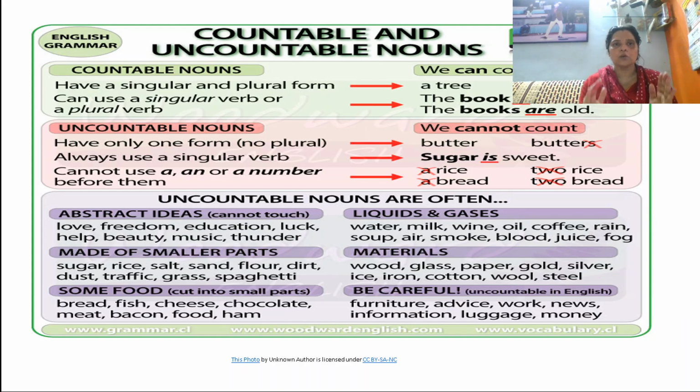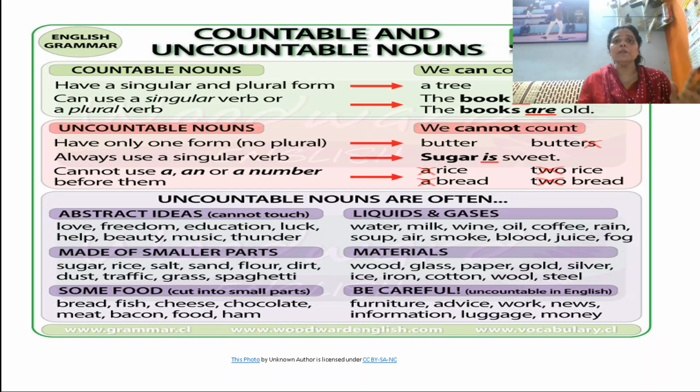Uncountable nouns are nouns which have only one form, no plural. उसका plural नहीं हो सकता है. Butter, oil, sugar, rice, sand. No plural. Always use a singular verb. उसमें हमेशा singular verb use होता है. Sugar is sweet. Cannot use a or an or a number before them. उसके आगे कोई भी number use नहीं कर सकते.